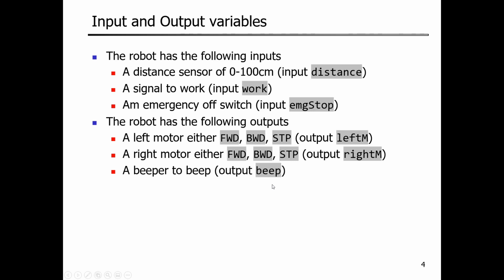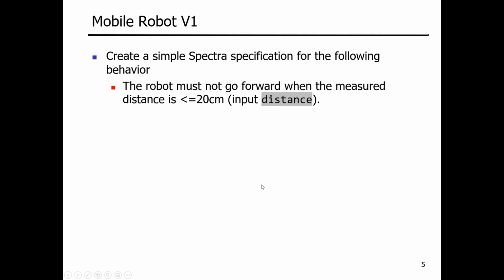But right now, we're not going to use all of the inputs and outputs. We don't have to use all of them at all of the time. So for the first version of the robot, and this is very similar to what we did last time with state machines, we're going to write a specification for the following behavior. The robot must not go forward when the measured distance is less or equal to 20 centimeters.